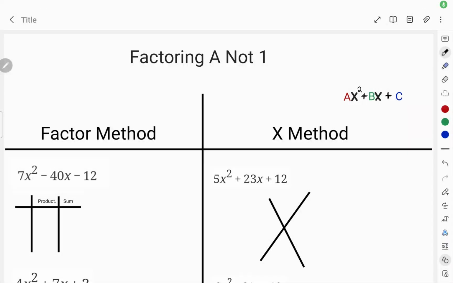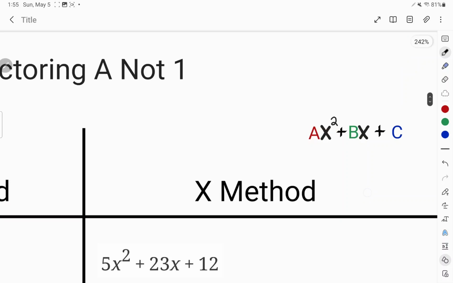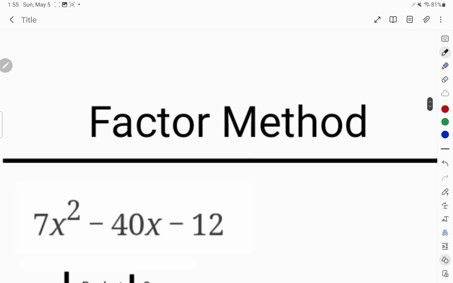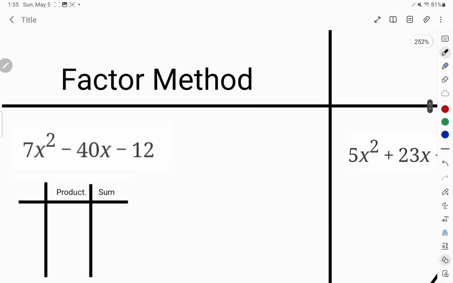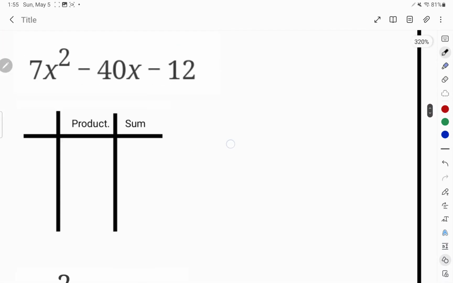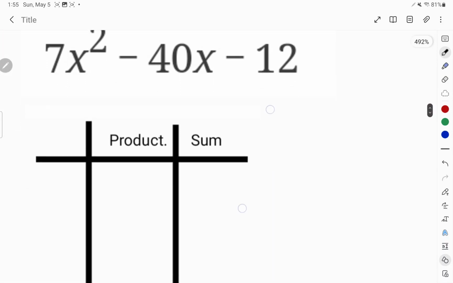Hello guys, so today we are going to go over factoring when a is not 1. What this means is that our first number is no longer going to be 1, so this guy right here is going to be a number other than 1. We still have two methods: the factoring method and the X method. I'm going to show both of them, that way you can see how everything is supposed to be done.